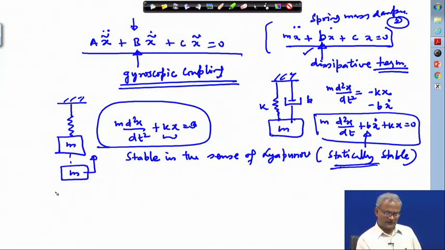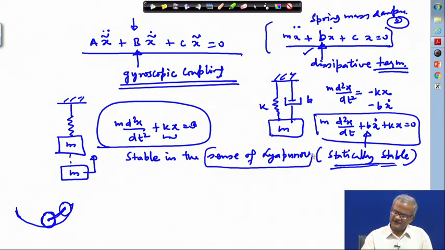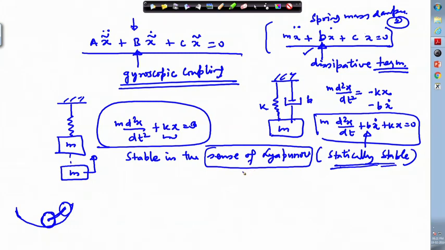Earlier we also discussed that if I have a ball in a bowl like this and I displace it here, the restoring force is immediately generated. Similarly here, once I displace it, the restoring force is generated. This kind of system we say is a statically stable system, and in a broader sense we call this stable in the sense of Lyapunov.